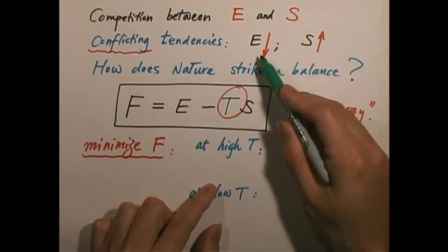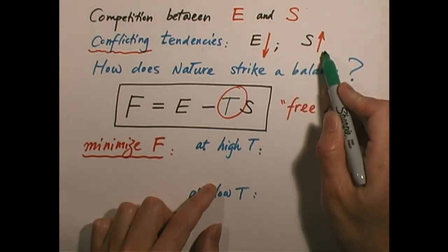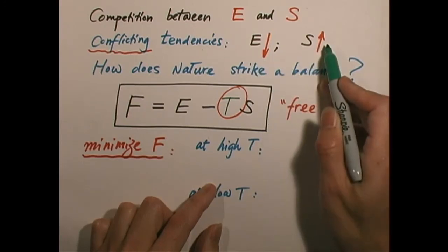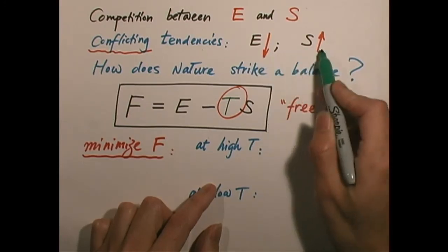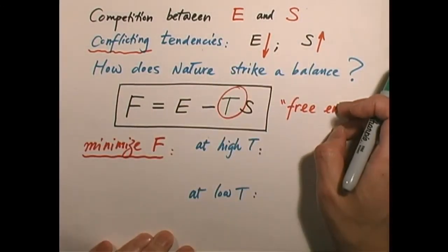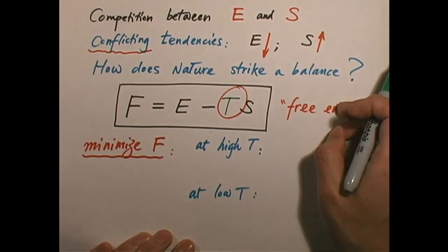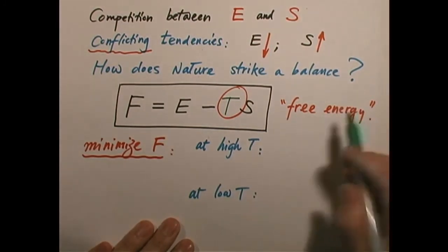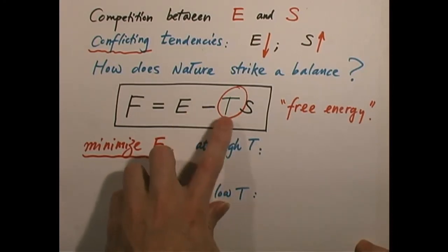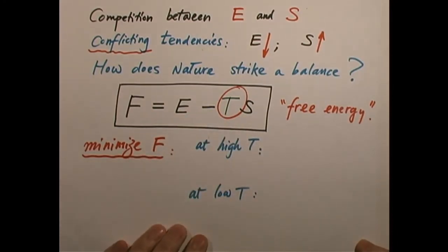Okay, but the thing is, these two goals are not always in agreement with each other. In fact, they are conflicting goals. Okay, and the question is, which one is more important? And how does nature strike a balance between these two? To understand this, we need to introduce a concept called the free energy. The free energy is defined as F = E minus TS. E is the energy of the system, T is the temperature, S is the entropy. Okay, it turns out the two conflicting tendencies can be united in this expression of free energy.